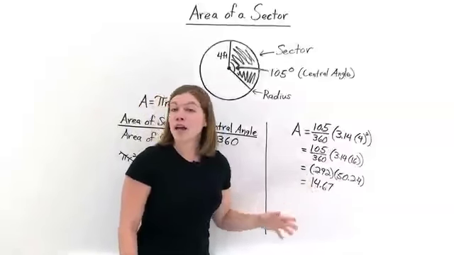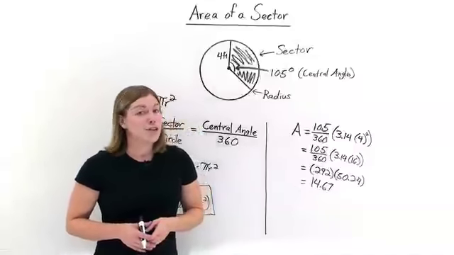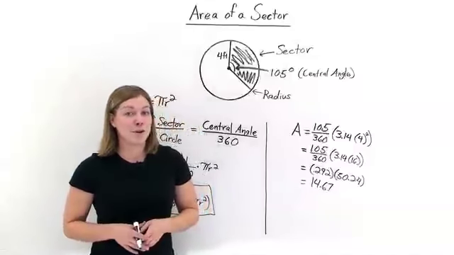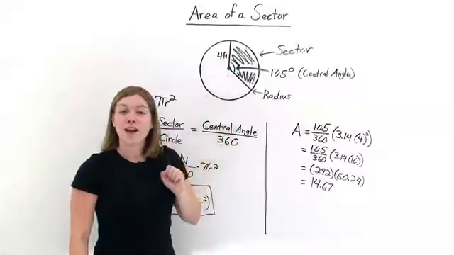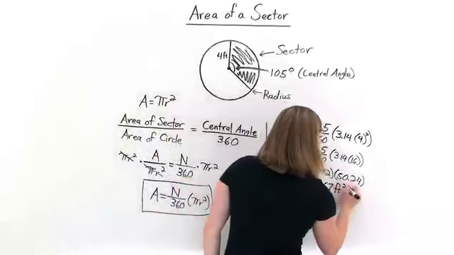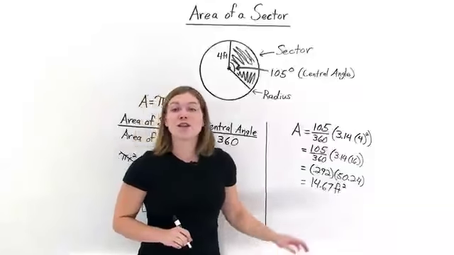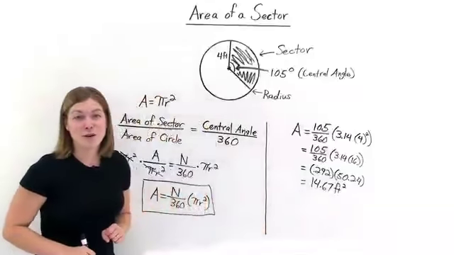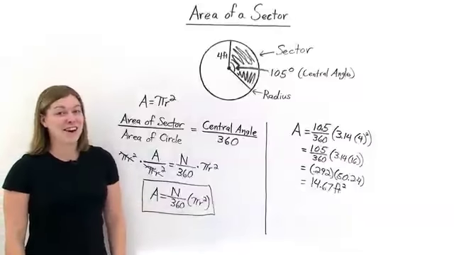But remember, we're talking about area. An area is a squared unit of measure. So we need to take the units that we're working with and square them. Our radius is measured in feet. That means we're dealing with feet. So our area and our answer is in feet squared. That means that the area of this sector is 14.67 feet squared. And now we have the formula to find the area of a sector.